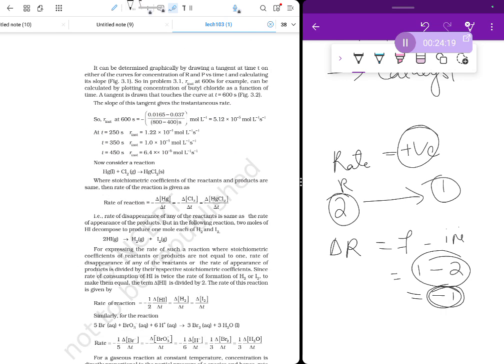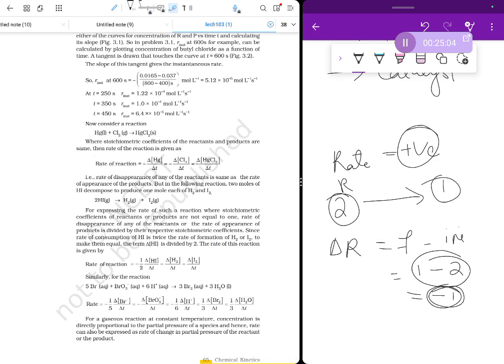Now consider a reaction Hg plus Cl2 gives HgCl2, where the stoichiometric coefficients of the reactants and products are the same. Stoichiometric coefficients of the reactants and product are 1, 1, 1. The rate of the reaction is given as minus delta Hg by delta t is equal to minus delta Cl2 by delta t is equal to delta HgCl2 by delta t. The rate of disappearance of reactants will be equal to the rate of formation of the product, because the rate of the reaction has to be the same even if we go with the reactant or product.